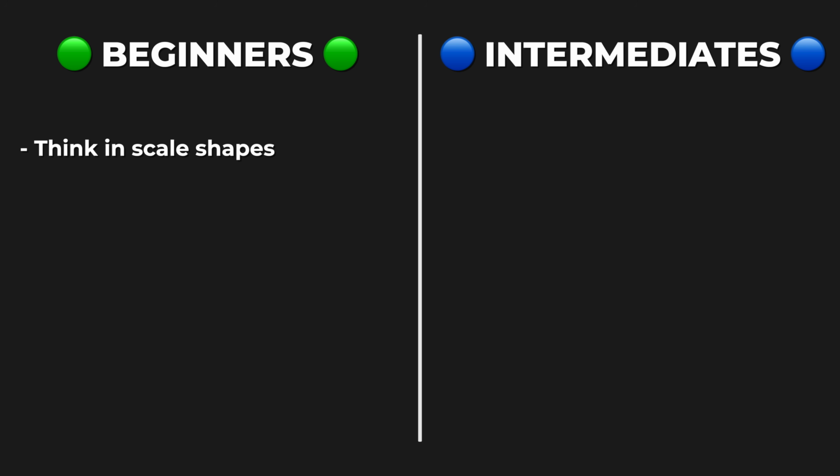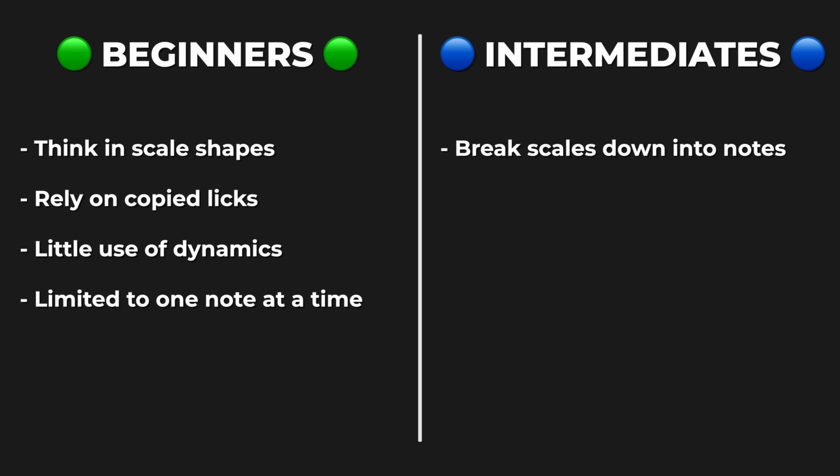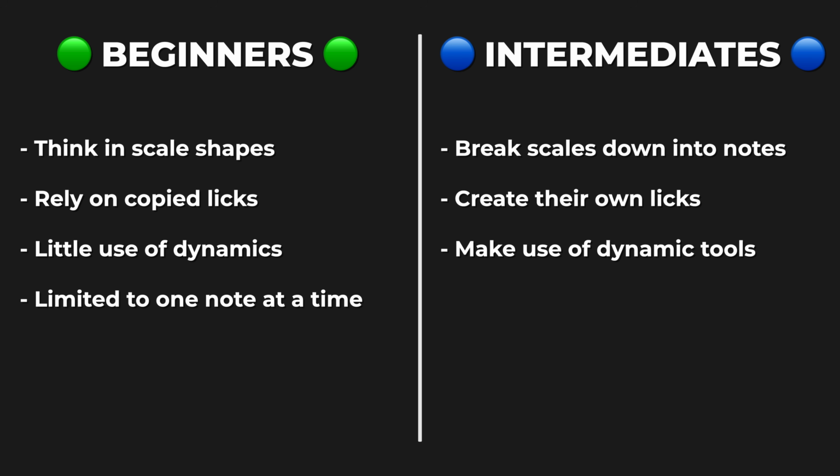They tend to think in scale shapes and not in individual notes. They rely mostly on copied licks. There's very little use of a dynamic range, and they tend to be limited to playing just one note at a time. Intermediates, on the other hand, know how to break scales down into their individual notes. Instead of relying on copied licks, they're able to create their own licks. They make use of many of the dynamic tools at their disposal, and they know how to play more than one note at a time when they're soloing.